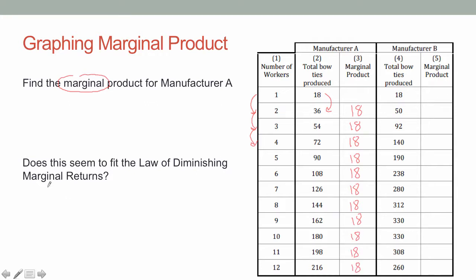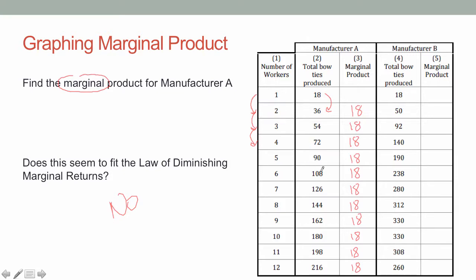Now, does this seem to fit the law of diminishing marginal returns? For manufacturer A, every time we add a new worker, that 1 more worker makes 18 more bows for the day. And in fact, there's no wavering, there's no difference. Hire another worker, make another 18 more bows. No. That's definitely not an example of the law of diminishing marginal returns.